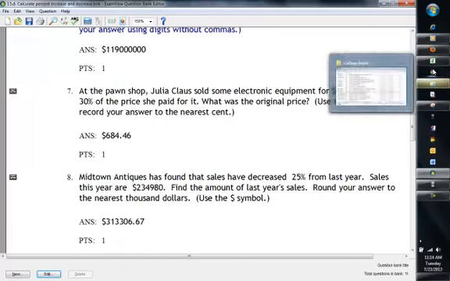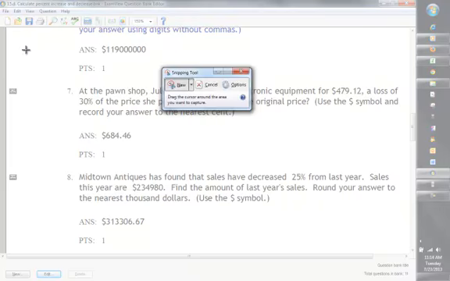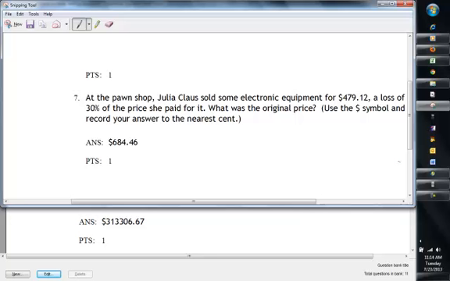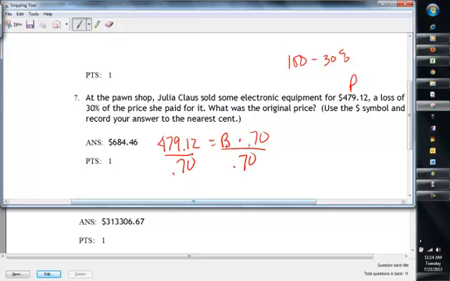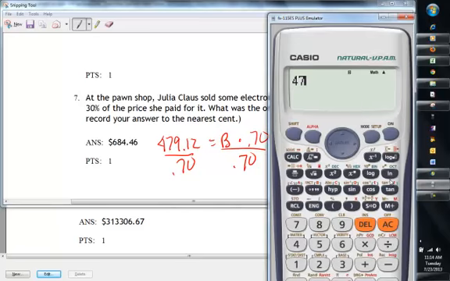Next one, at the pawn shop, Julia Klaus sold some electronic equipment for $479.12, a loss of 30% from the price she paid for it. So this is the part. So 479.12 is the base times 0.70, because it's 100% minus 30%, which is 70%. Divide both sides by 0.70. And on our calculator, 479.12 over 0.70 gives us $684.46.